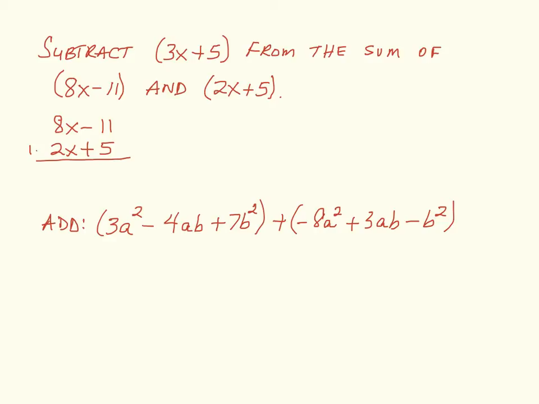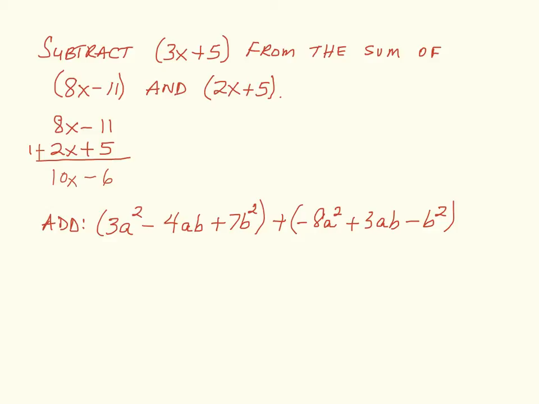All right, I'm adding. You line them up according to like terms. Just like you would line up numbers according to place value, we're lining them up according to like terms. So negative 11 added to 5 gives you a negative 6. And 8x plus 2x gives you 10x. So we added those two together.